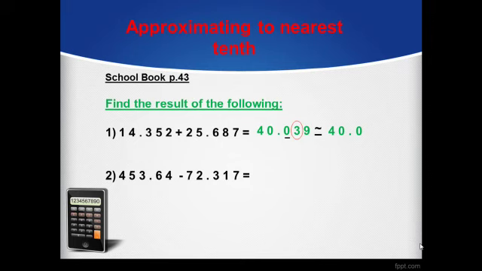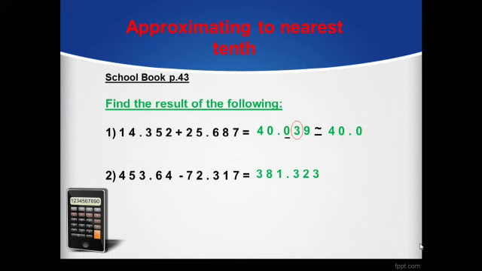Number 2, 453.64 minus 72.317. We will do our usual operation in subtracting decimal numbers, and the result will be 381.323. Let's approximate it to nearest 1 over 10, or to nearest tenth.